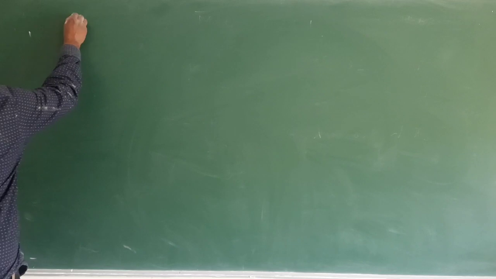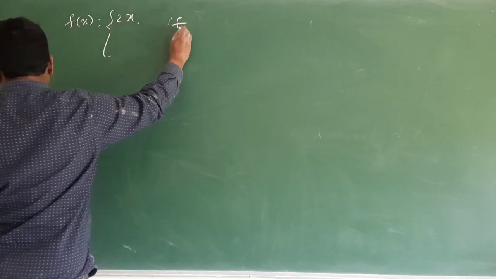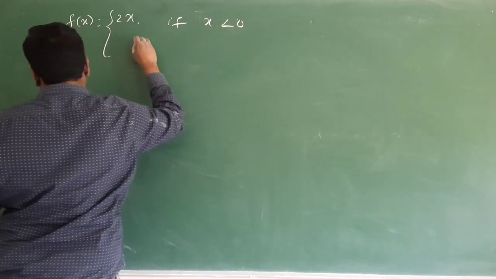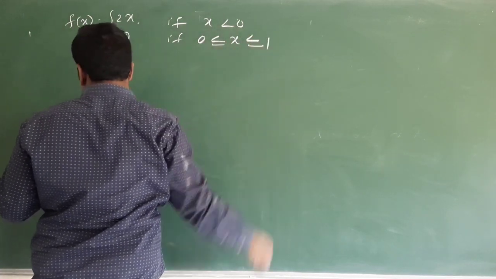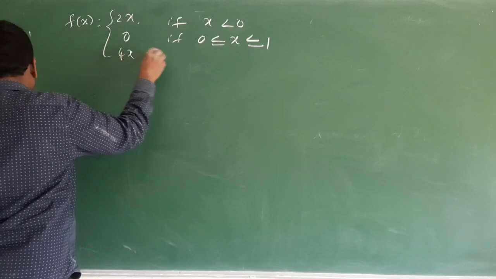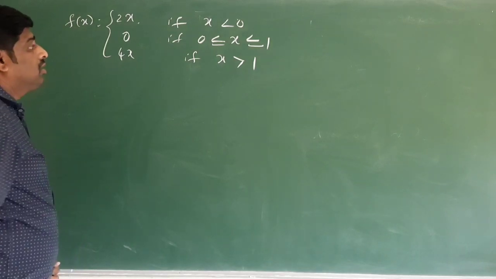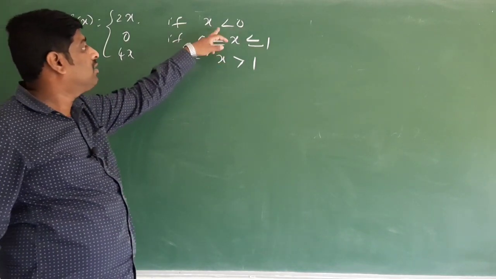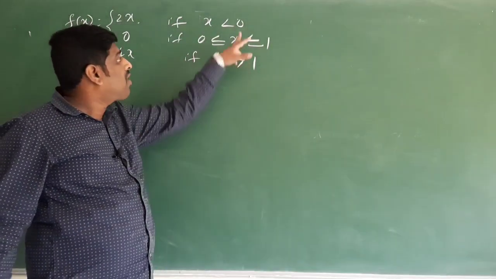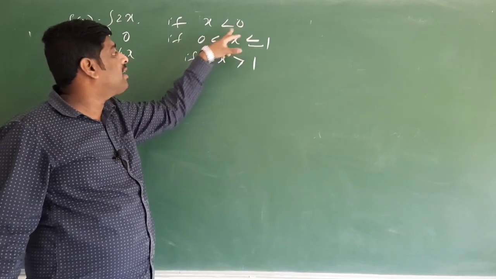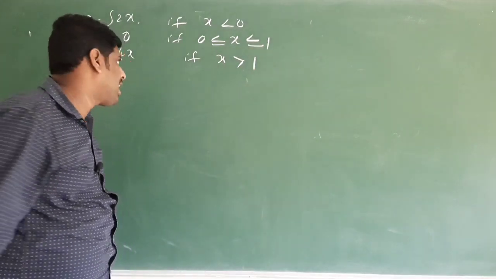That is, f of x is equal to 2x if x less than 0, 0 if 0 less than or equal to x less than or equal to 1, 4x if x greater than 1. Observe children, here for x less than 0, you have to check it in one case. For 0, it is having LHL and RHL. For 1 also, having LHL and RHL.